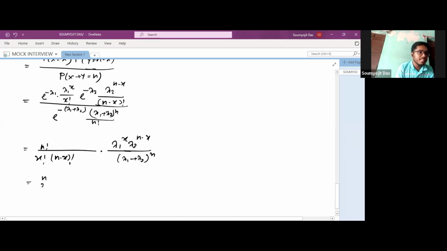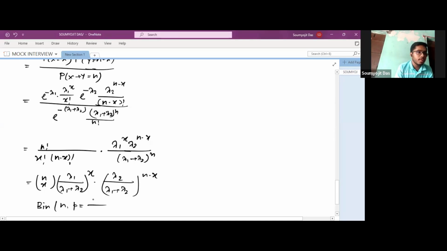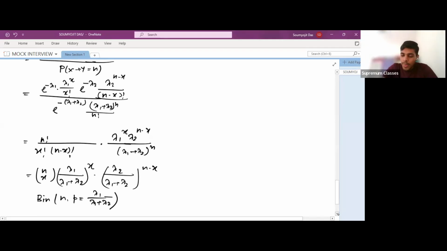So it will be nCx, and this we can write as (lambda 1 by lambda 1 plus lambda 2) whole to the power x into (lambda 2 by lambda 1 plus lambda 2) whole to the power n minus x. So this is nothing but the PMF of a binomial distribution, binomial n comma p equal to lambda 1 by lambda 1 plus lambda 2. Perfect. Good.